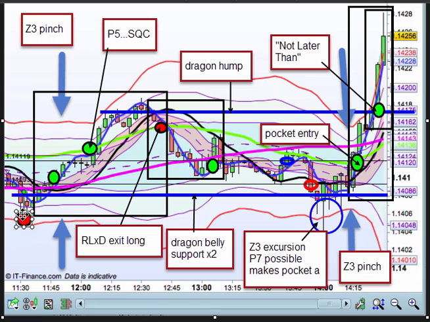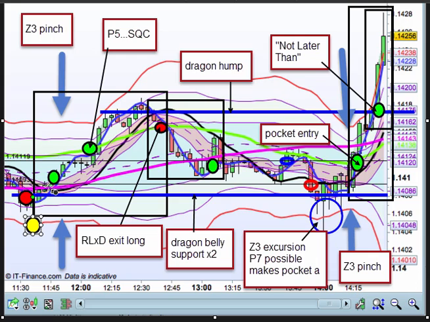I wouldn't have objected to that idea. Now, if this turned out to be an exceptionally tight pinch, then we would have wanted to see the move here as the violation. So depending on how tight that was, but this is possibly a P5 sideways quiet channel departing the river. If it was exceptionally pinched, we want to wait for the Z3 violation. In either case, when those fail to emerge, that makes this pocket entry really nice.